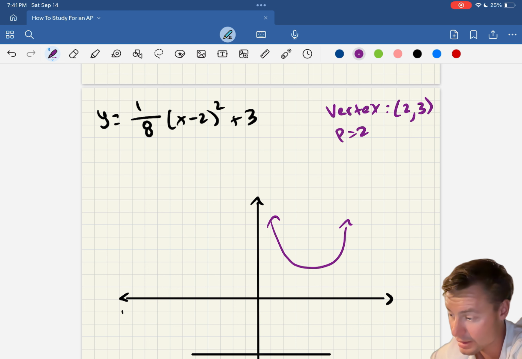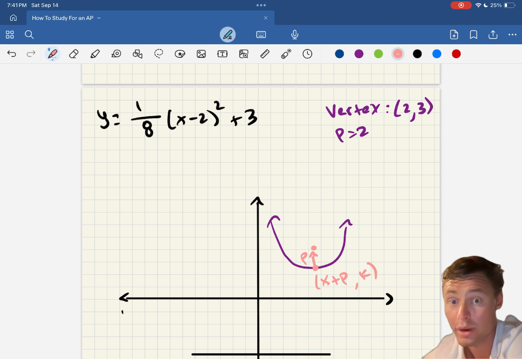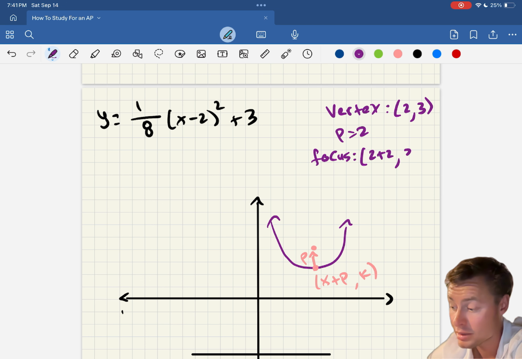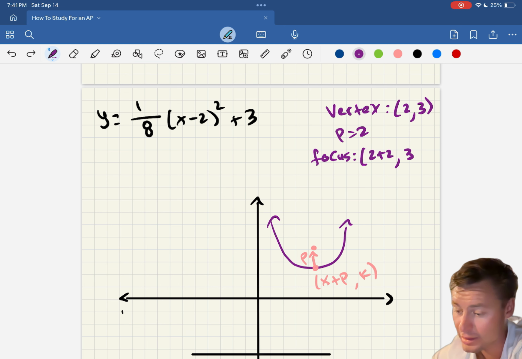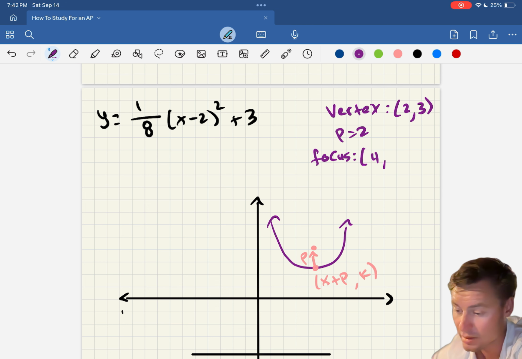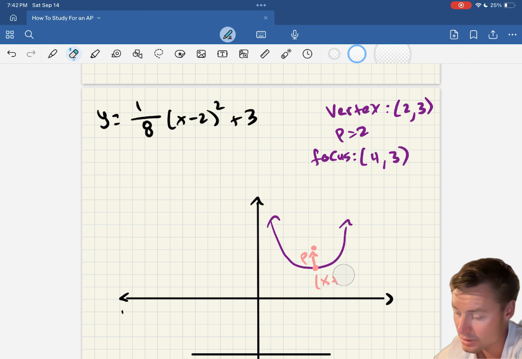If our vertex is here, that means our focus is here, which would be p units up from the vertex. So we would just take whatever the x value of the vertex is, add p to it, and keep the k value, and that would be the equation of our focus, right? So let's try that now. So focus would be 2 plus 2, 3. It's just the x value of the vertex plus the p value, whatever the y value of the vertex was. So I can simplify that. 2 plus 2 is 4. So focus is at 4, 3. Great. Let's get rid of this sketch. That was just for explanation.